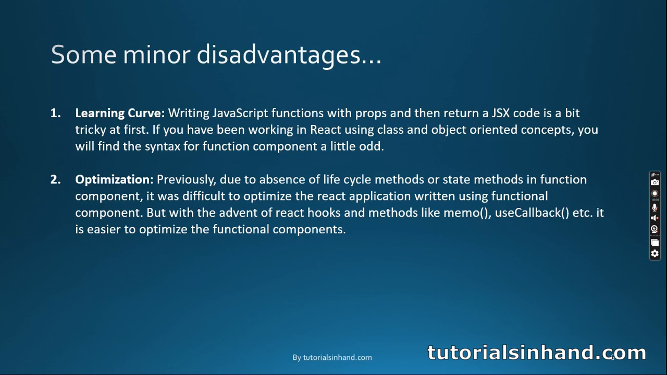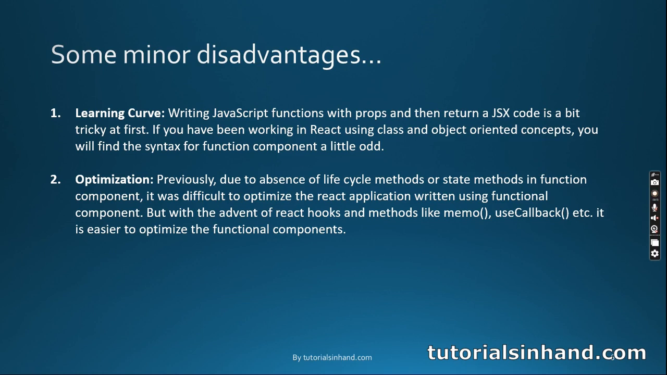And with the benefits which function components provide, there are some minor disadvantages as well. The first disadvantage is the learning curve. Writing a JavaScript function with props and then returning JSX code is a bit tricky at first. If you have been working in React using class and object-oriented concepts, you will find the syntax for function components a little odd. So why is it so? Because as we have seen in the code which I have shared, function components accept props and they return HTML-like code which I have already told is known as JSX. So that thing is a little bit tricky if you are not familiar with the JavaScript environment.